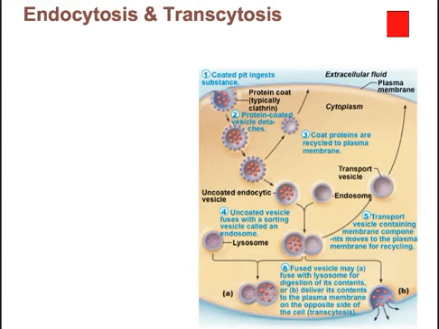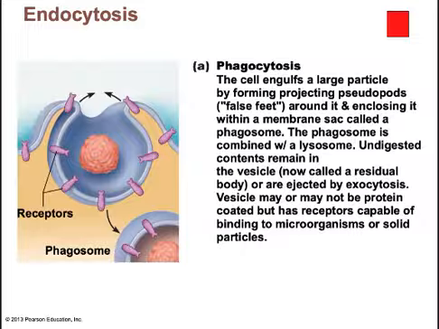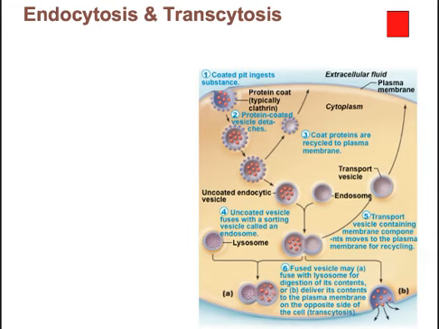You can see here endocytosis and transcytosis, right? You bring material in. Protein-coated vesicles are one way we do this. This is a receptor-mediated example in which the solid attaches to receptor proteins embedded in the membrane. The membrane invaginates in this region.